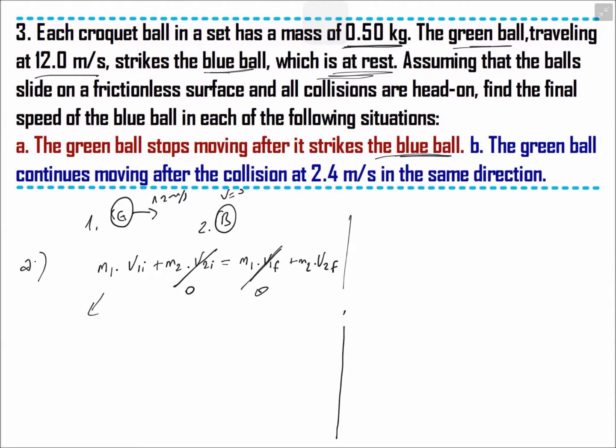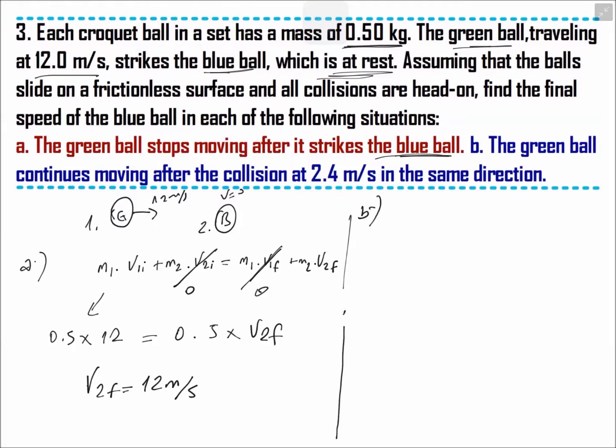So m1, 0.5, times v1 initial, which is 12, plus 0, I'm not writing that, equals m2, which is 0.5, times v2 final, that means the final velocity of the blue ball. So v2 final will be 12 meters per second. It will be in the same direction as the green ball.